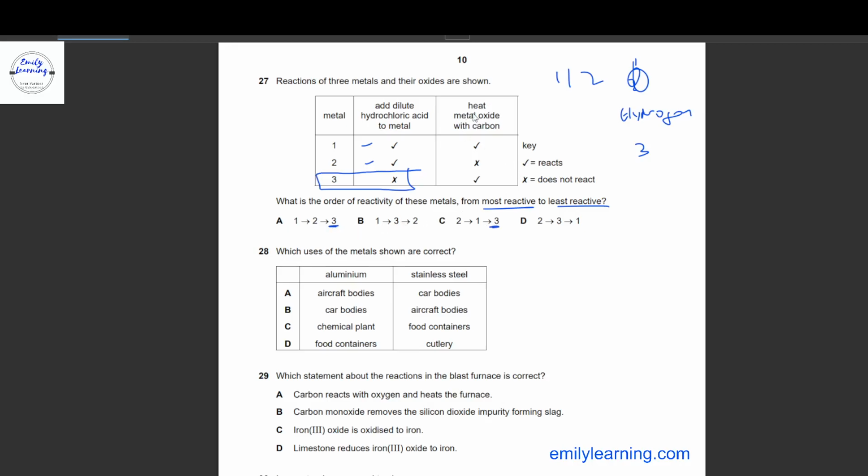Now, let's take a look at heating metal oxide with carbon. The less reactive the metal, the more readily it gets reduced when heated with reducing agents such as carbon. Since 1 undergoes this reduction reaction but not 2, we know that 1 is less reactive than 2. So 2 is the most reactive. In other words, the answer is C.